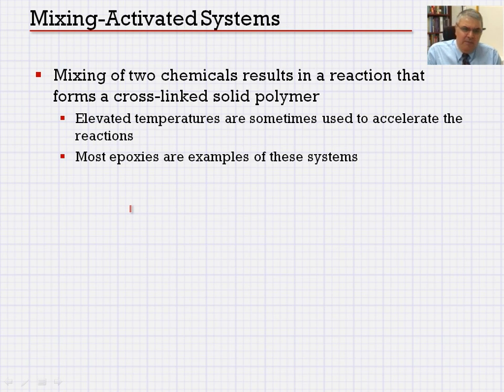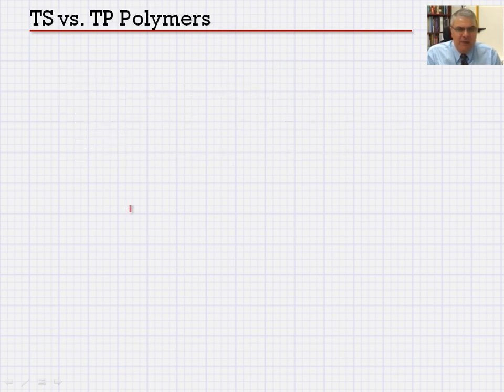And there are mixing activated systems. In that case, we mix 2 chemicals, and we get a chemical reaction. It forms a cross-linked solid polymer. Sometimes we increase the temperature to levels at which we can accelerate this process. The best examples are most of the epoxies.